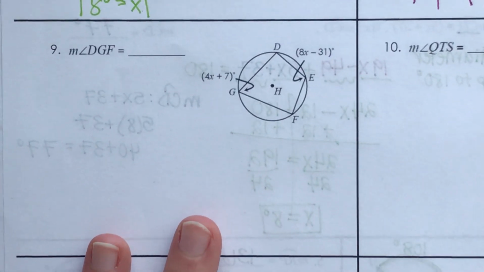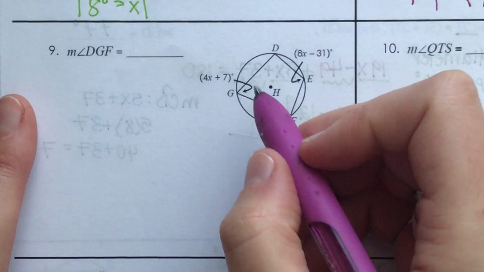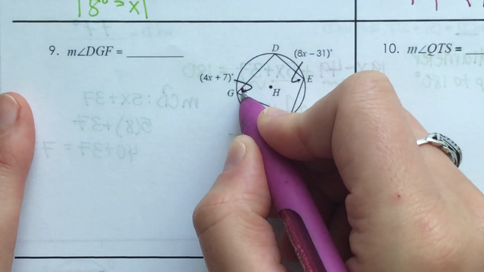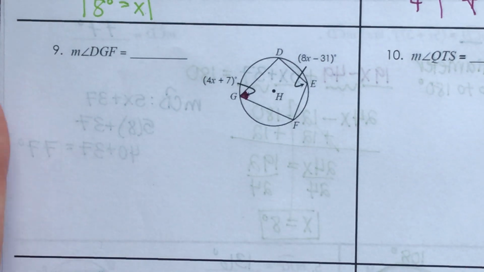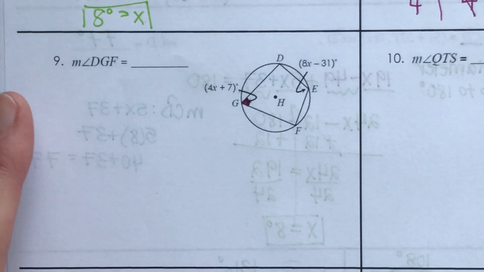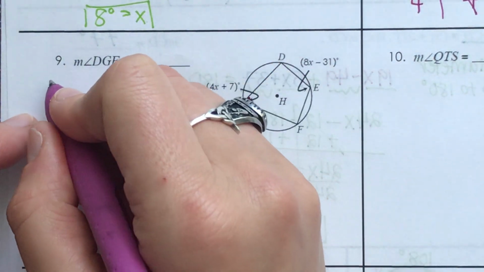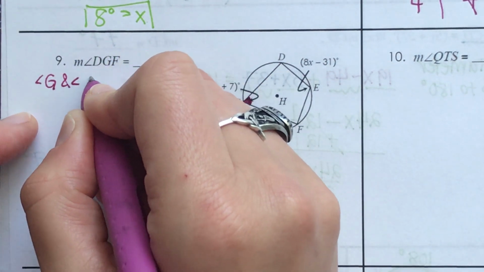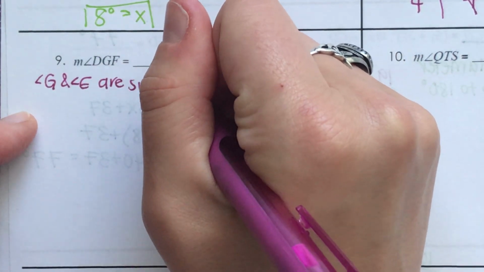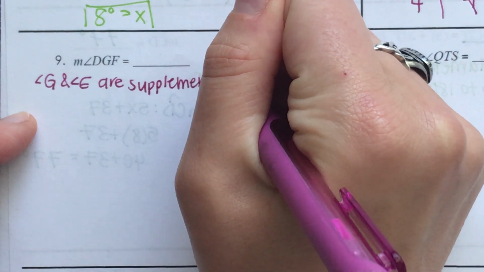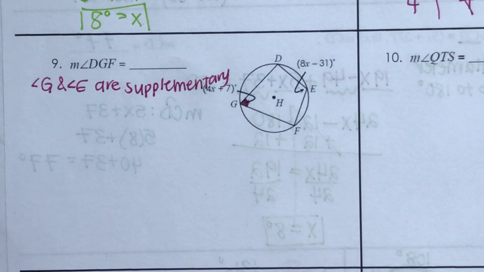All right, number 9. The measure of angle DGF. DGF. I want to know this one right here. Now, this is an inscribed quadrilateral. In an inscribed quadrilateral, angles that are opposite of each other are supplementary. So angle G and angle E are supplementary. Supplementary means they add up to be 180 degrees.